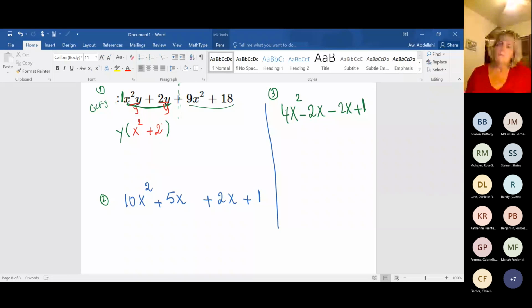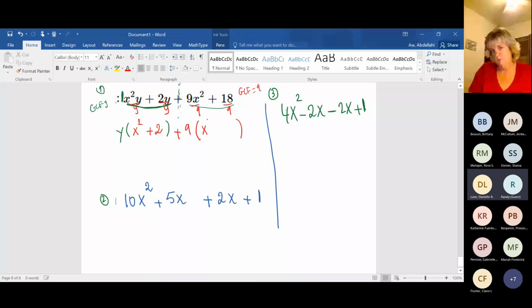9x squared plus 18. Okay, now everybody tell me the GCF. What is the GCF? 9. The greatest common factor is 9. So what am I going to put? I'm going to put plus 9, parentheses, and I divide by 9, I divide by 9. So 9x squared divided by 9 is how much? 1x squared, right?